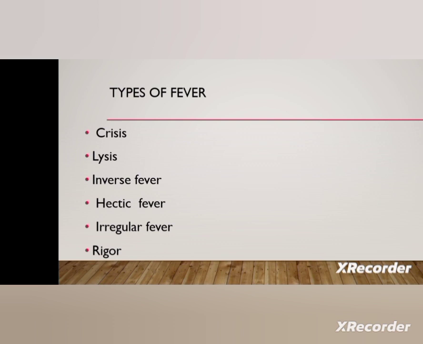Then other than fever, there are two more conditions, that is subnormal temperature. That means the temperature between 95 to 98 degrees Fahrenheit. Then hypothermia means the temperature will be below 95 degrees Fahrenheit, or 35 degrees Celsius. That is known as hypothermia.